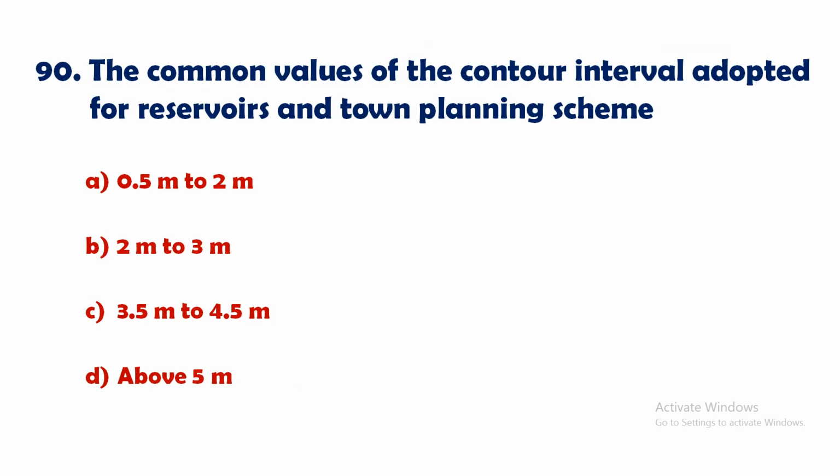The common values of the contour interval adopted for reservoirs and town planning scheme is 0.5 to 2 meter, 2 meter to 3 meter, 3.5 meter to 4.5 meter, above 5 meter. The answer is, the common values of the contour interval adopted for the reservoirs and town planning schemes is 0.5 to 2 meter.